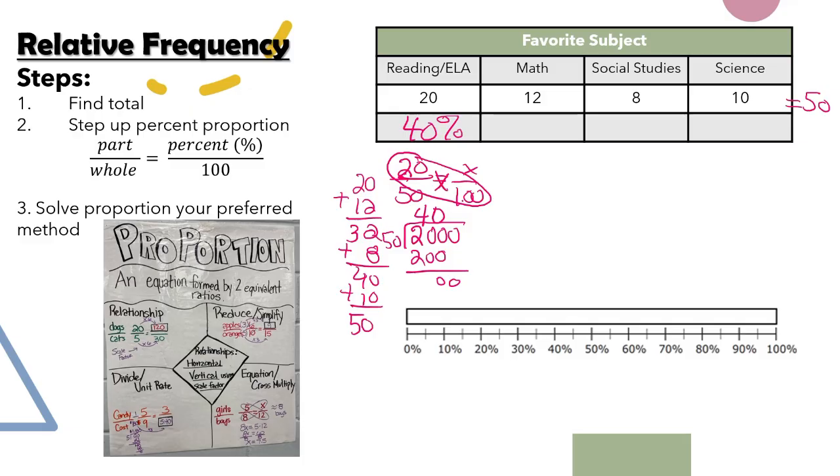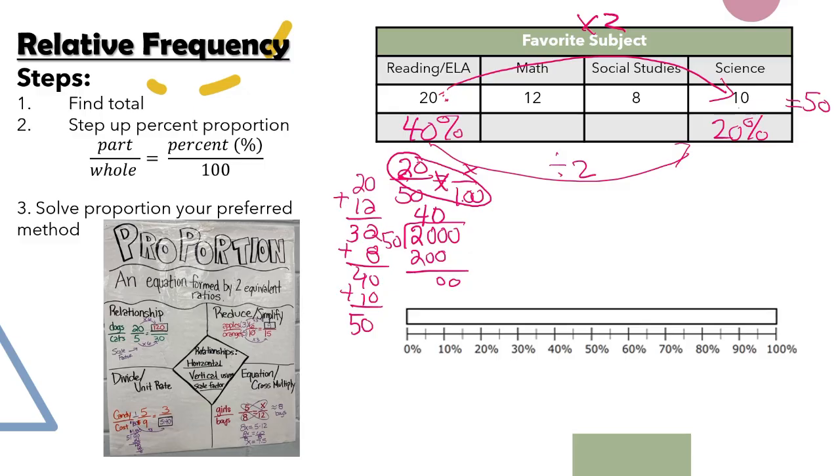I also want to look at this one so we can look for a relationship. I see a relationship between 20 and 10. I know that 10 times 2 will give me 20. So in this case, I can divide this by 2, and that's going to give me 20%. Let's go ahead and look at the next ones.